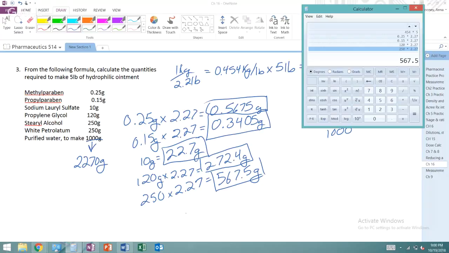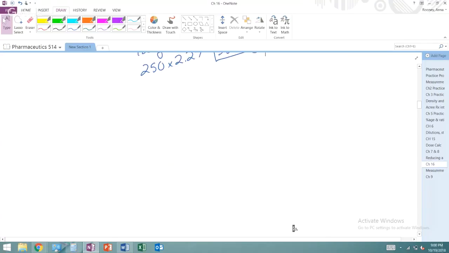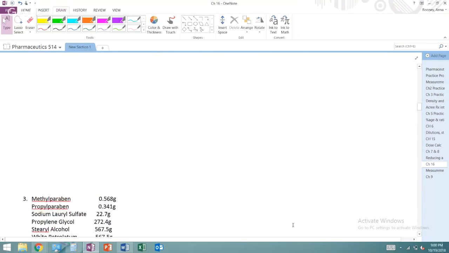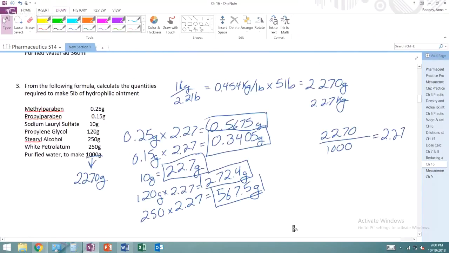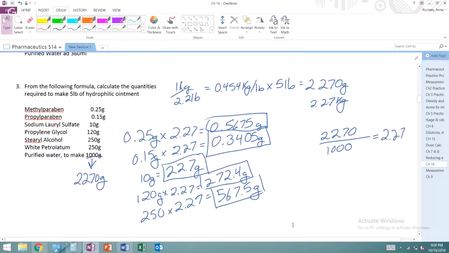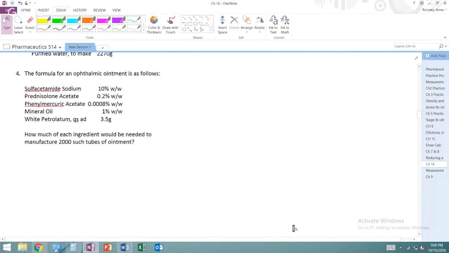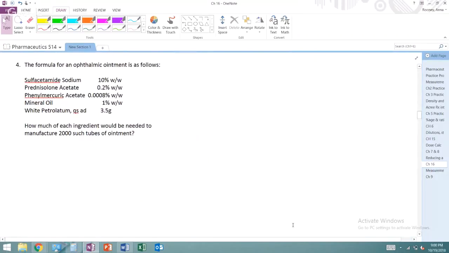So, where did I put? Okay. All right, double checking. Sorry. All right, the formula for the following ophthalmic ointment is... how much would such an agreement need to create 2,000 such tubes?